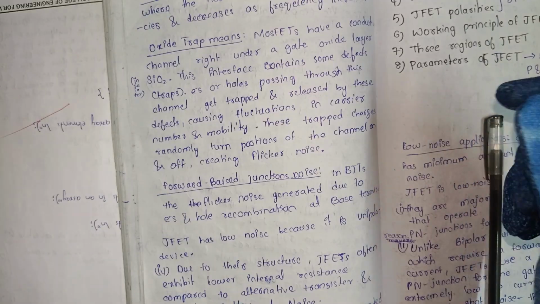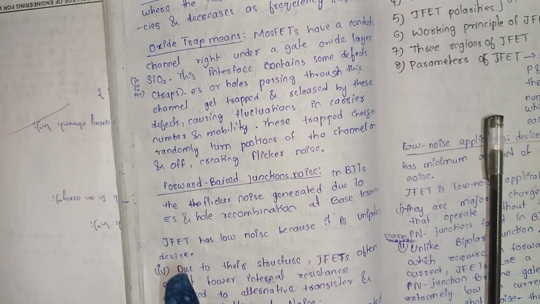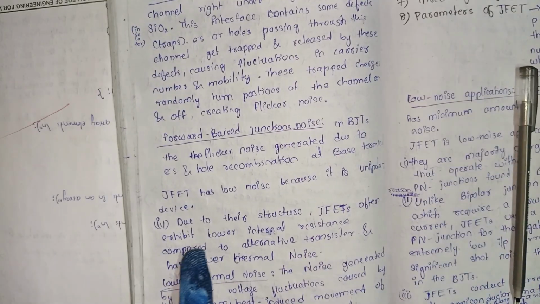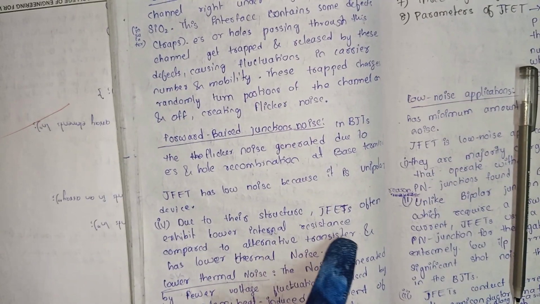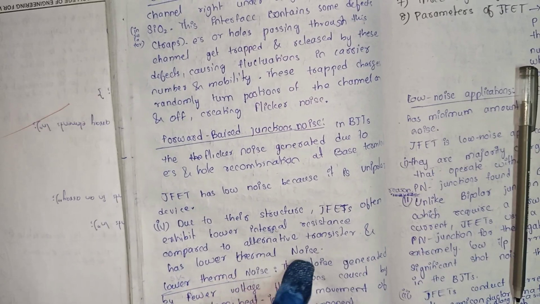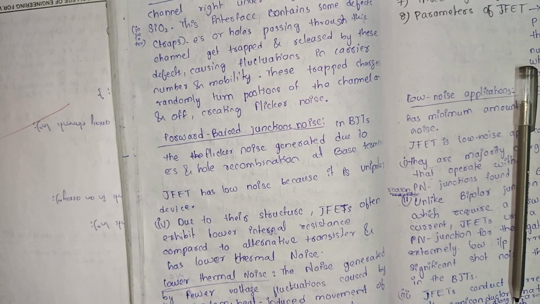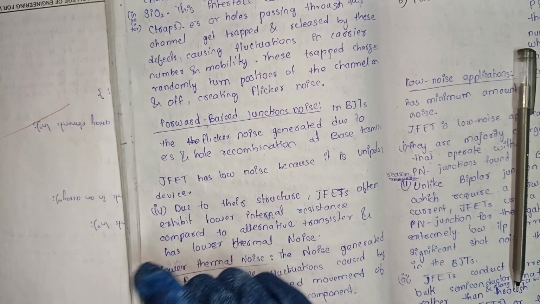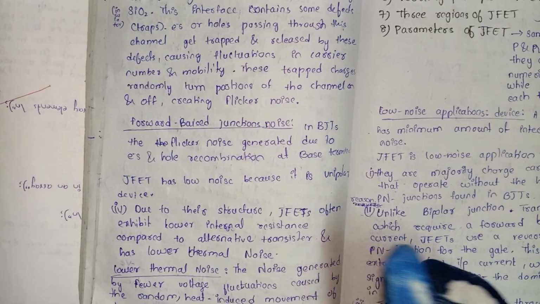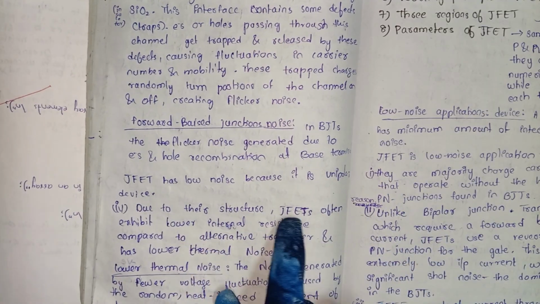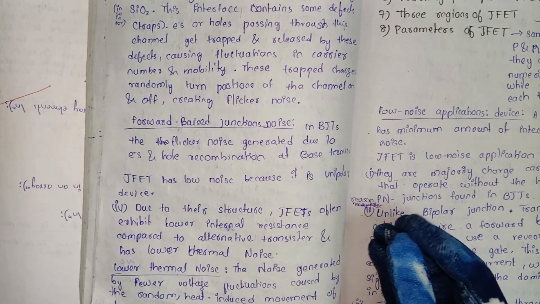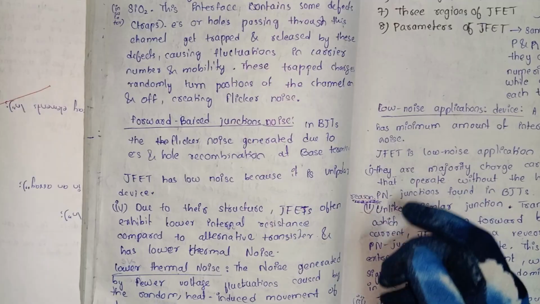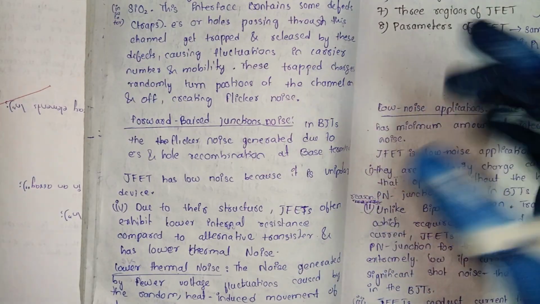Then we will see that the JFET has low noise because it is a unipolar device. Due to their structure, JFETs often exhibit lower internal resistance compared to the alternative transistor and have lower thermal noise. The structure is like a box. So, due to their structure, the JFET structure is like this.